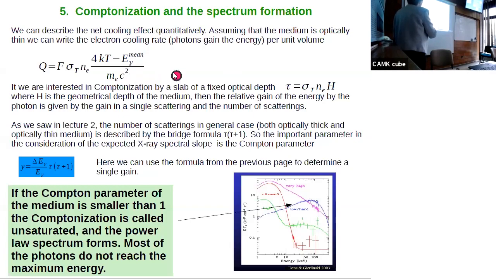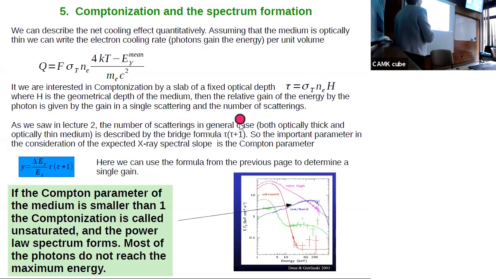If we are interested in this Comptonization as a form of cooling of this hot plasma, then of course this is the mean gain in a single scattering, and then the net effect will depend on the flux of radiation and the density of electrons. It is also important, as I told you, both for the slope and for other considerations, to pay attention to the optical depth of the Comptonizing zone. So there's optical depth, which we already introduced during the first or second lecture. And this is the Thomson cross-section, density and the physical thickness of the slab.